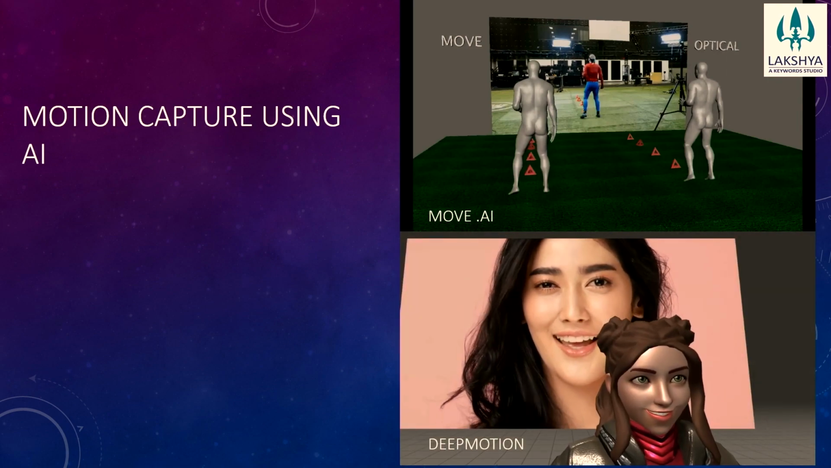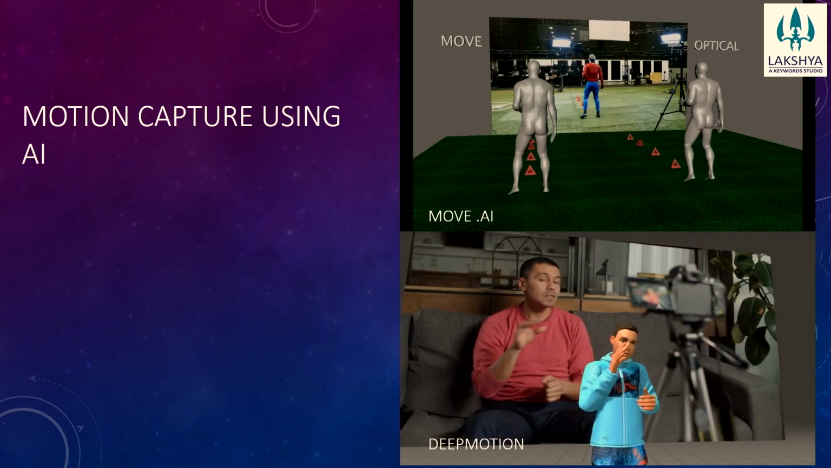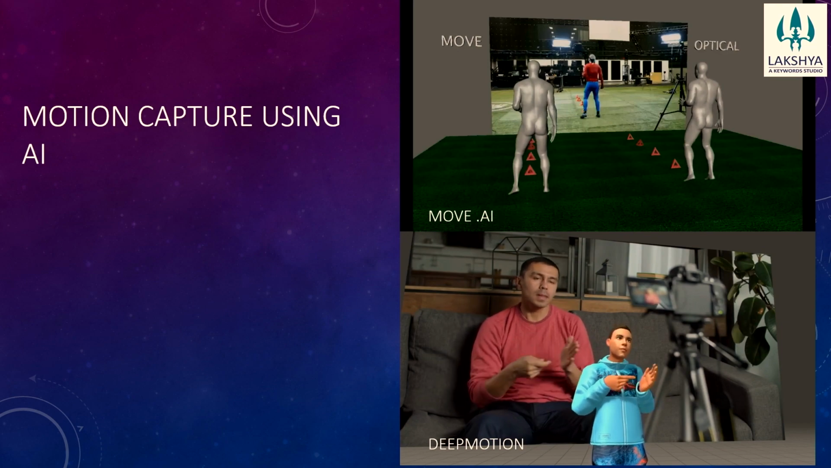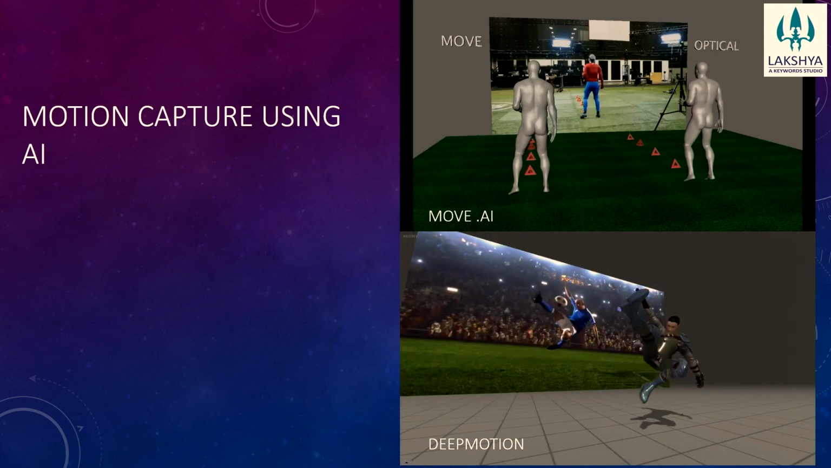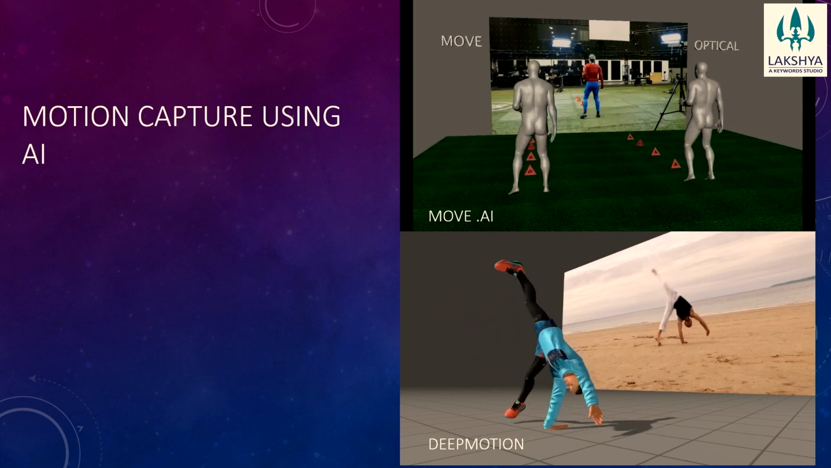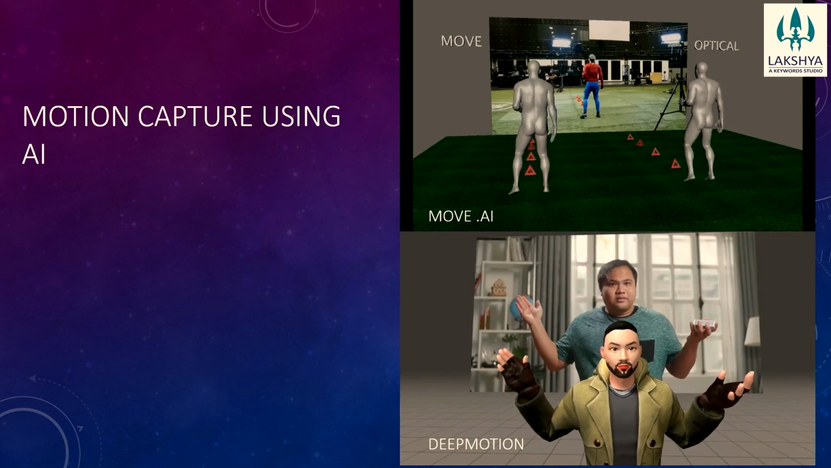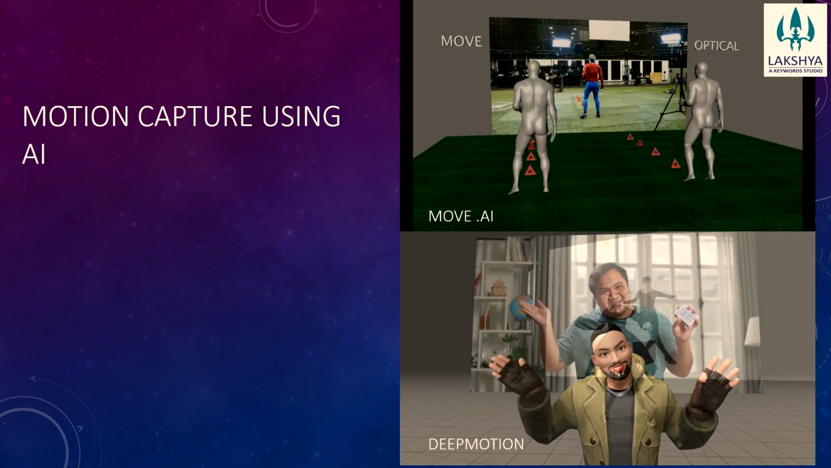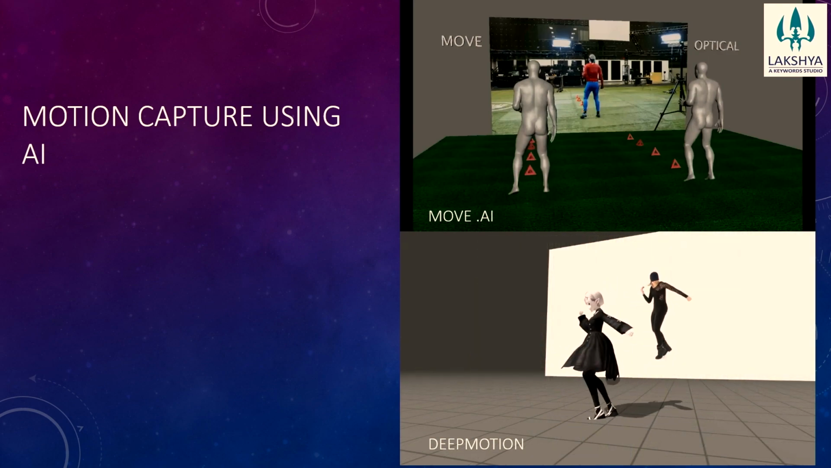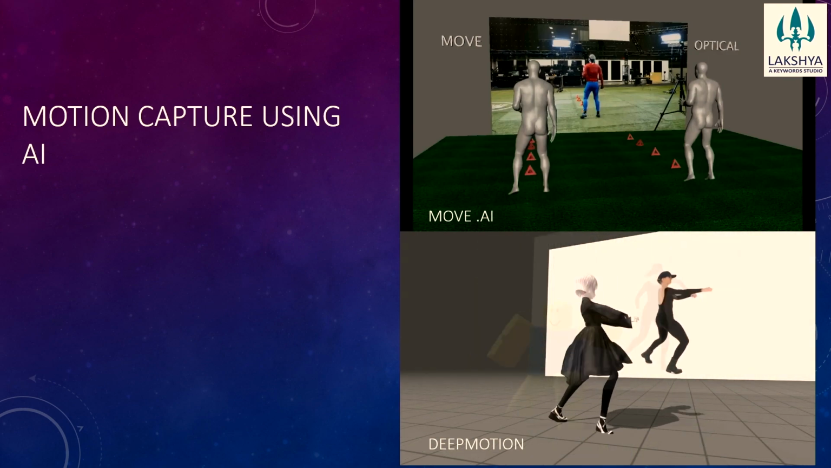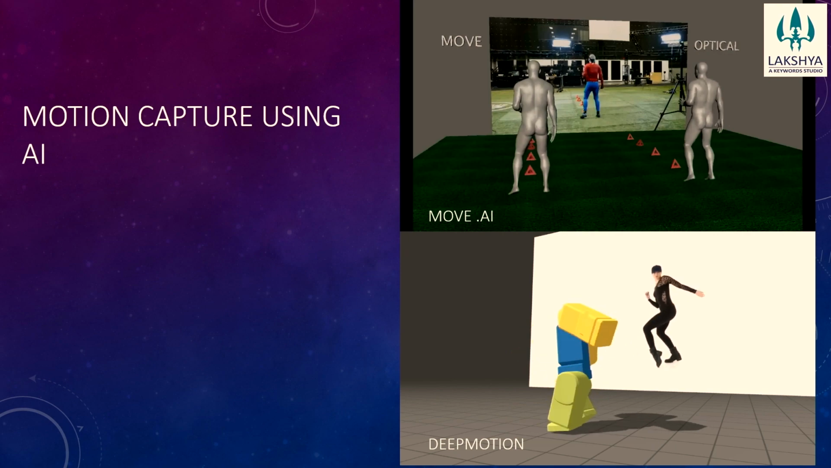Deep Motion is another AI tool where you not only capture the body motion through AI, but you can also capture finger gestures and facial expressions as well. And see, there were no optical sensors put on the character. It was just captured from a video. And see the quality of capture using AI.